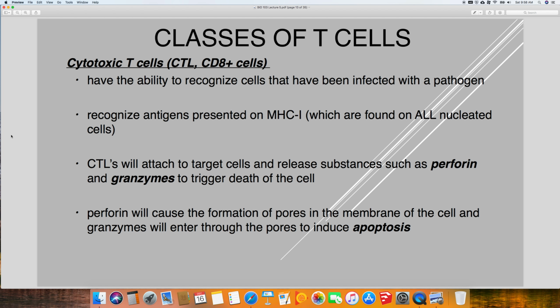Now, these CTLs will attach to a target cell, thanks to MHC class I, and then they will release what's known as perforin. And perforin will put holes in the cell that they've docked on. Once those perforations are made, granzymes will enter through the perforin pores and will basically trigger the death of the cell. Okay, and that's known as apoptosis, which is programmed cell death.